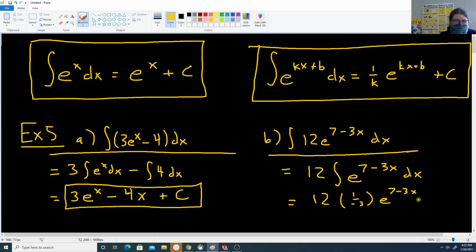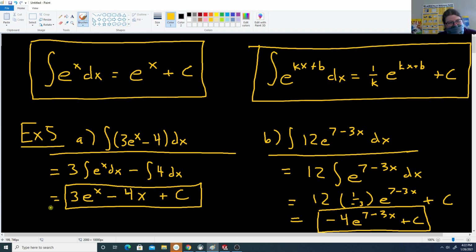And you can check it with the chain rule. For e to the 7 minus 3x, e is its own derivative, leave the 7 minus 3x alone. Then the derivative of 7 minus 3x would be negative 3. The negative 3 here would cancel with the 1 over negative 3. That would leave the 12 behind, and then you would get the right derivative. We need to put a plus constant after it. And then we're going to combine: you have 12 up top and negative 3 on the bottom. So 12 divided by negative 3 is negative 4. So negative 4 e to the 7 minus 3x plus c would be our answer there.